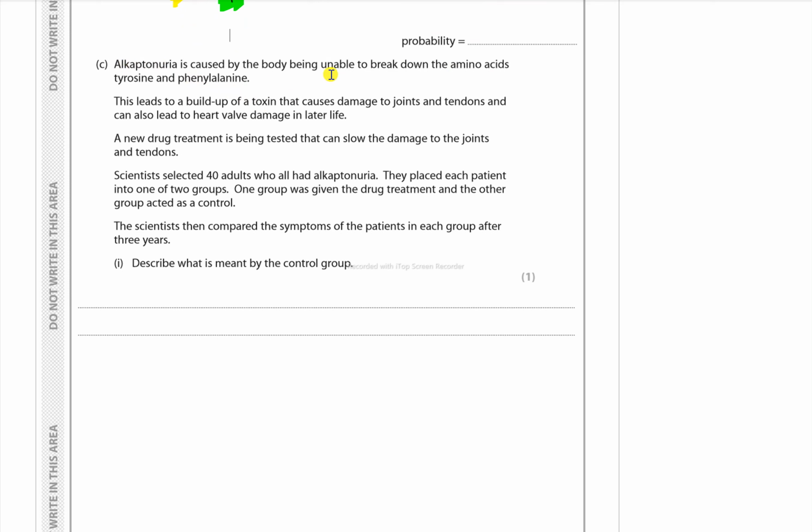ALKA is caused by the body not being able to break down amino acids. This leads to the buildup of toxin that causes damage to joints and tendons and can lead to heart valve damage in later life. A new drug treatment can slow down the damage. Scientists selected 40 adults, so look, there's more than a few. You had two groups.